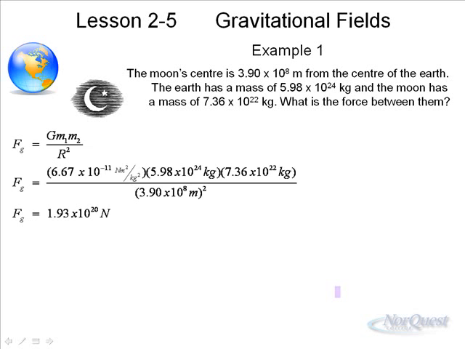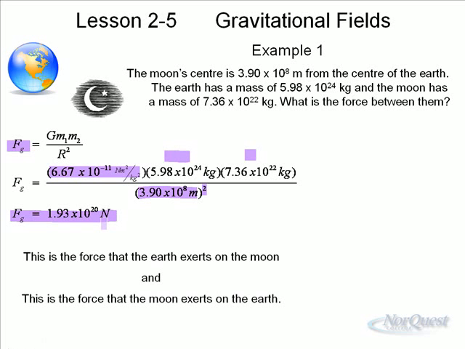Well, this is a fairly straightforward one. We use the formula that Newton came up with, a little help from Cavendish. We say G times m1, which would be the mass of the Earth, m2, the mass of the Moon, and r is the distance between them. So as we substitute, here's G, mass of the Earth, mass of the Moon, and of course here's r, the distance between them, and don't forget to square that. When you do this, you get a force of gravity of 1.93 times 10 to the 20 newtons.